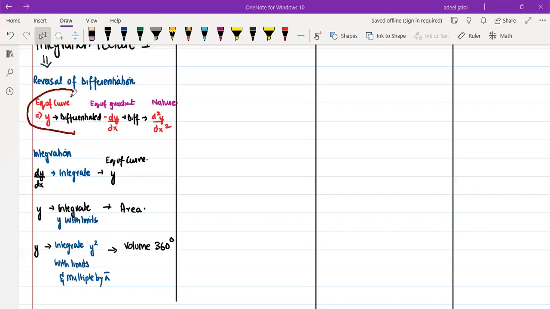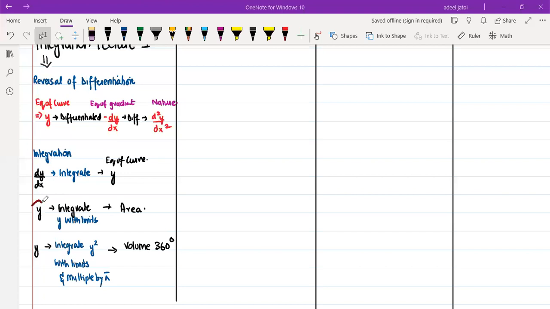equation of curve, when that equation of curve was differentiated, we used to get dy upon dx. That dy upon dx was the equation of gradient. And then when dy upon dx was differentiated, we used to get d2y upon dx square, and that d2y upon dx square used to tell me the nature. So when I said that integration is basically reversal process of differentiation, if we have dy upon dx and we integrate dy upon dx, we get what? Y. And y is equation of the curve.